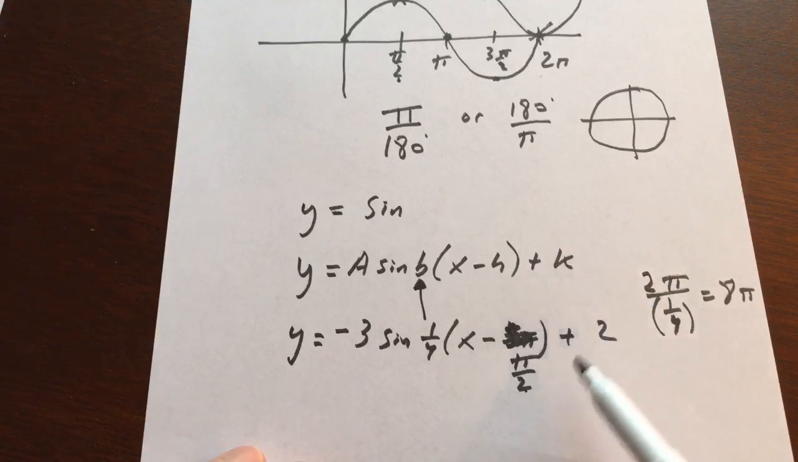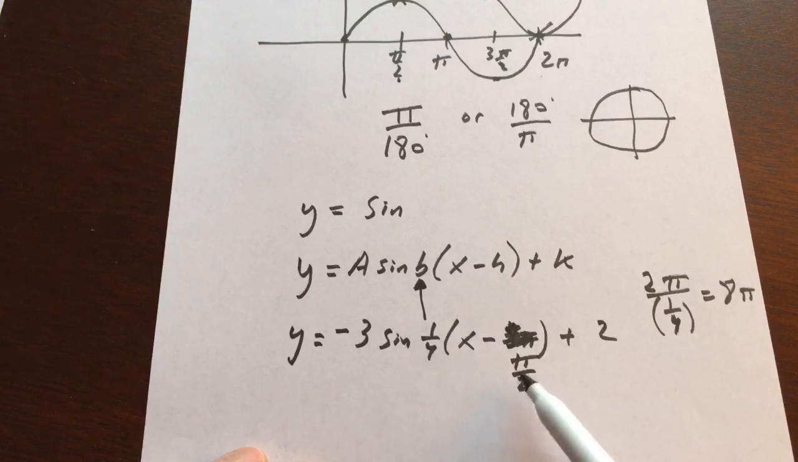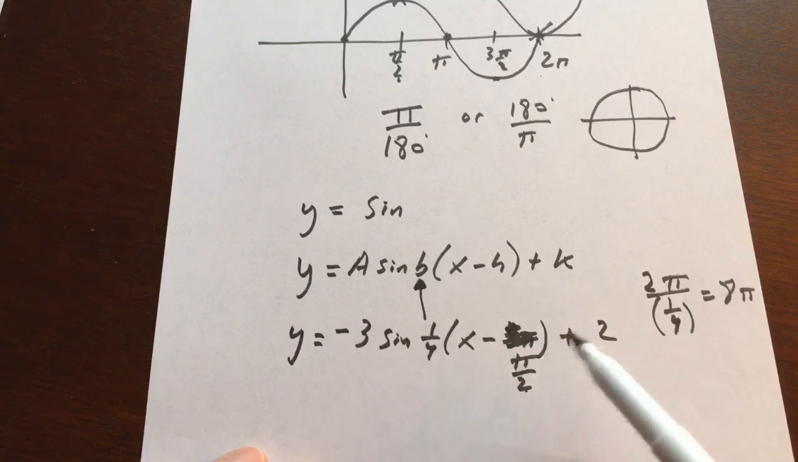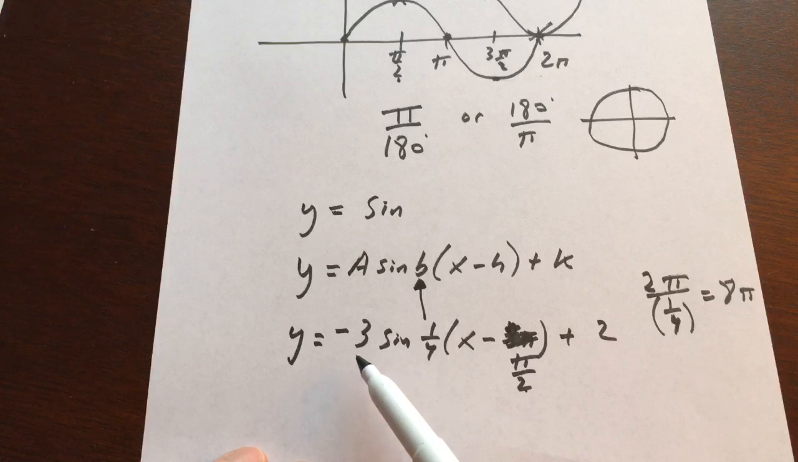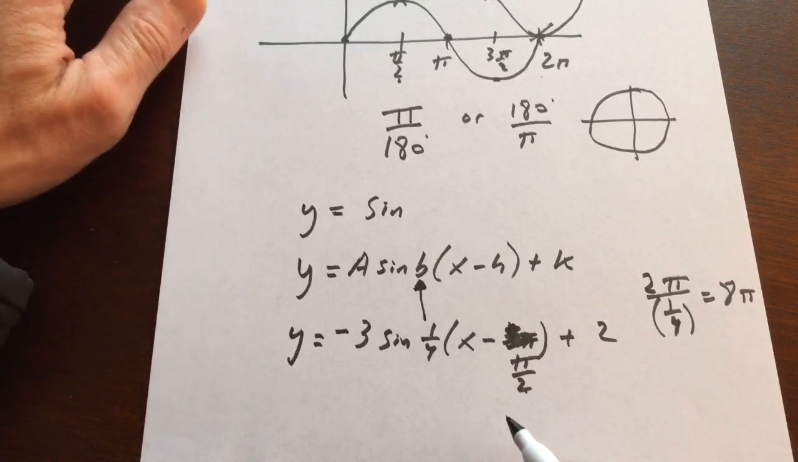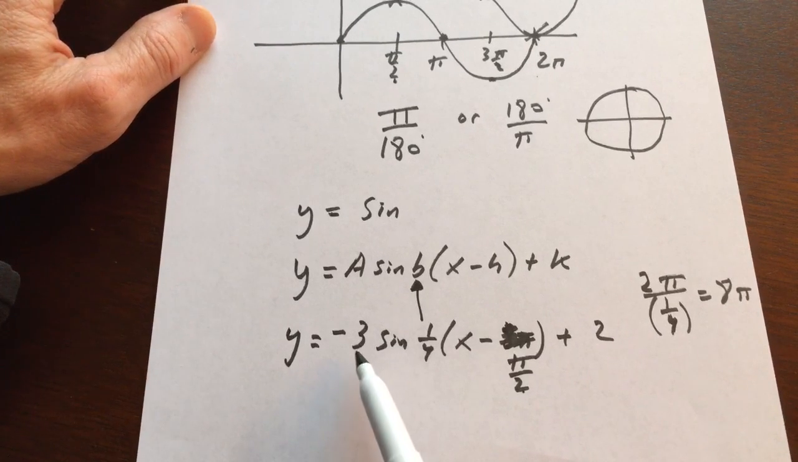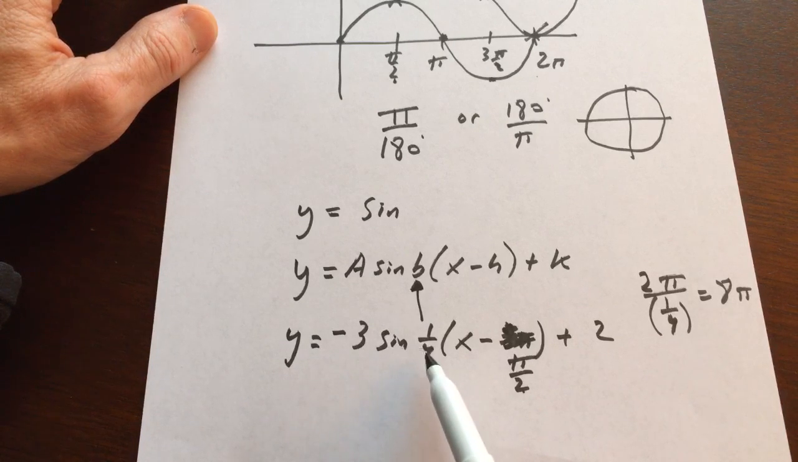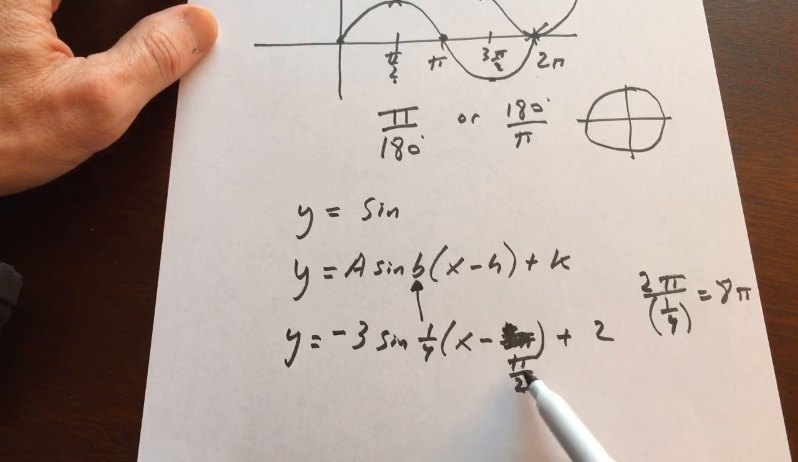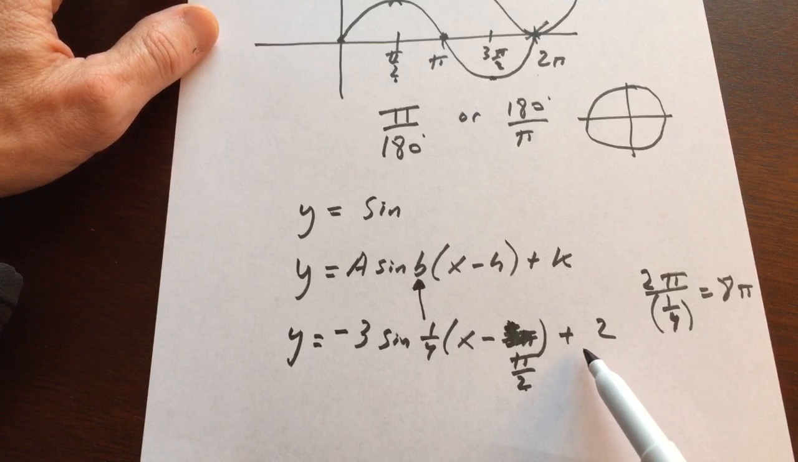Okay, so you're with me about that? This one and this one have the opposite effect. They're grouped with the x. This one is not grouped with the x, and that has the same effect on the graph. So are you guys with me so far? Do you want to ask me a question? So negative reflects it. 3 is a vertical stretch. 1/4 is actually a horizontal stretch by 4. The pi over 2 is shifting it right pi over 2, because remember this is the opposite effect, and the plus 2 shifts it up 2.